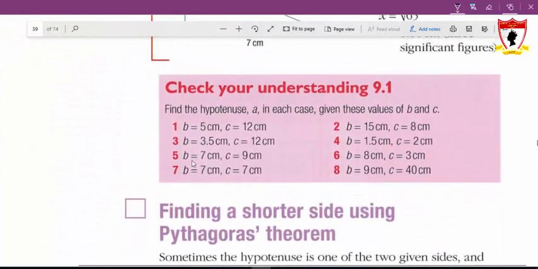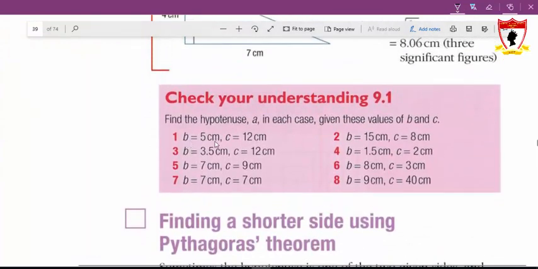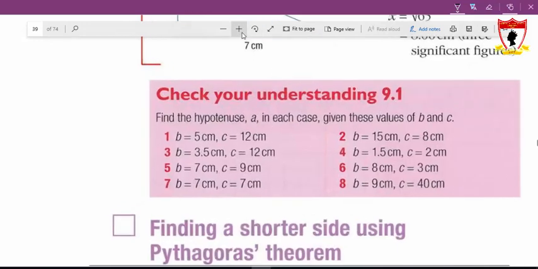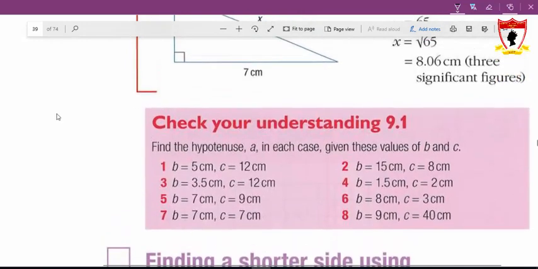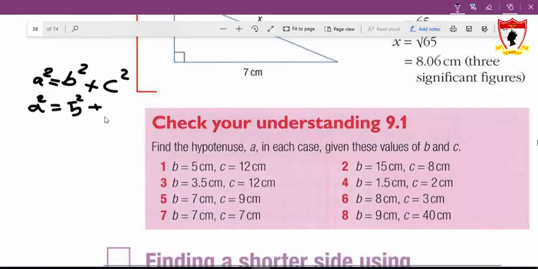Here, exercise 1, b is 5 centimeters, c is 12 centimeters, a is missing. To do this, we can start by writing a square is equal to b square plus c square. Okay, then a is missing, it stays as a square, which is equal to b, which is 5. So it is 5 square plus 12 square.